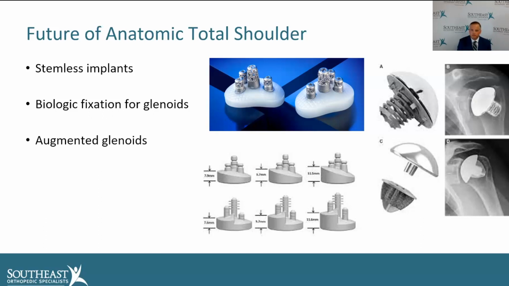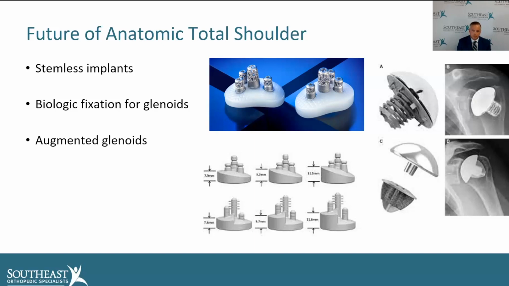We're also looking at the fixation of the glenoid. Traditionally, it was a pegged implant that was cemented into place. We're now looking into biologic fixation, either through metal-backed glenoids that are porous metal that allows bone to grow into them, or through a bone implanted on the plastic implant that allows for bony ingrowth as well. The thought is that will have more longevity than a cemented implant.